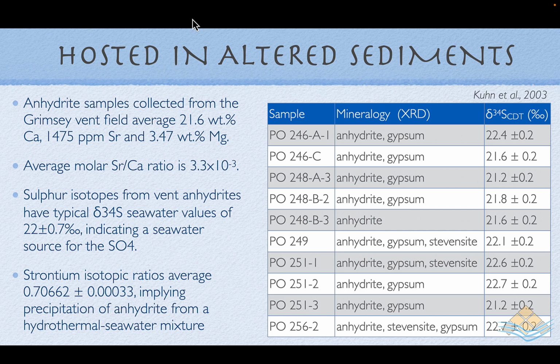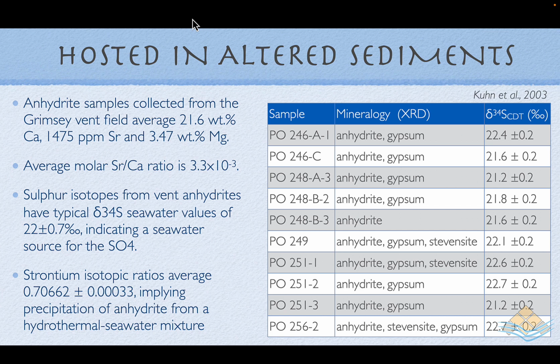Some of it's reconverting back to gypsum before it's completely dissolved. And we also see orthogenic clays like stevensite forming in some of the vent material. If we look at the sulfur isotope data, it's marine. They have typical seawater values of around 22 parts per mil, which indicates a seawater source. This is the same range that we see in evaporites. We see the same sulfur isotope signatures here as we see in marine-derived solar evaporites.